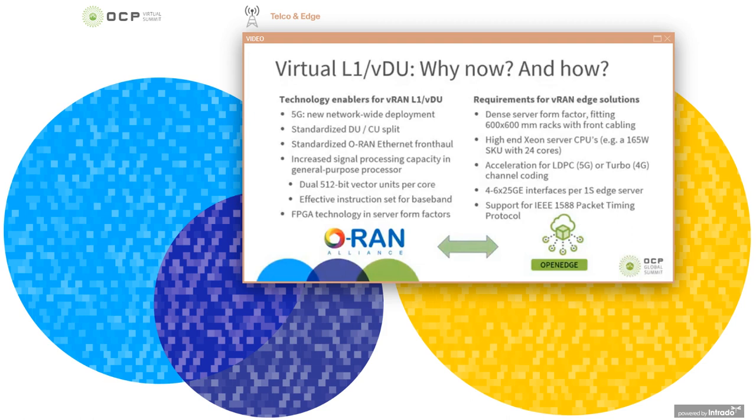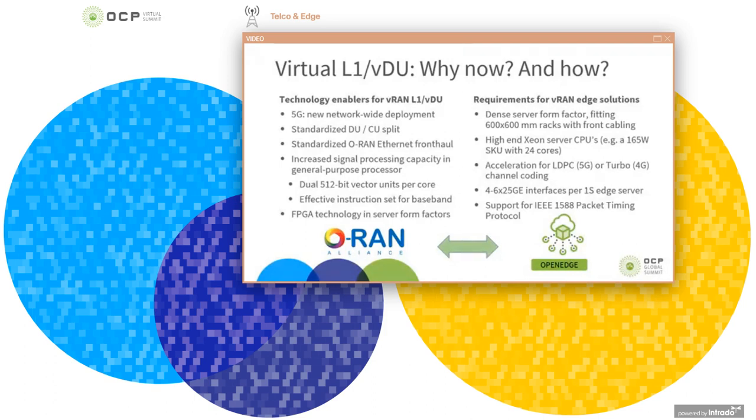Another factor is the increase in signal processing capabilities of general-purpose processors, including dual 512-bit wide vector units on each CPU core and an extended instruction set that is more efficient in baseband processing. Finally, the introduction of FPGA technology into server form factors allows flexible use case specific hardware accelerations for the most heavy functions.